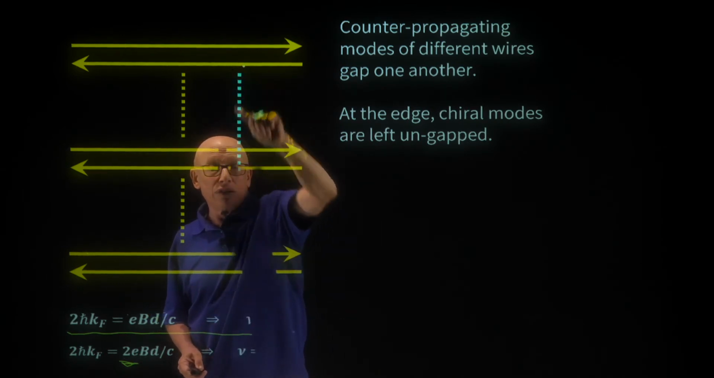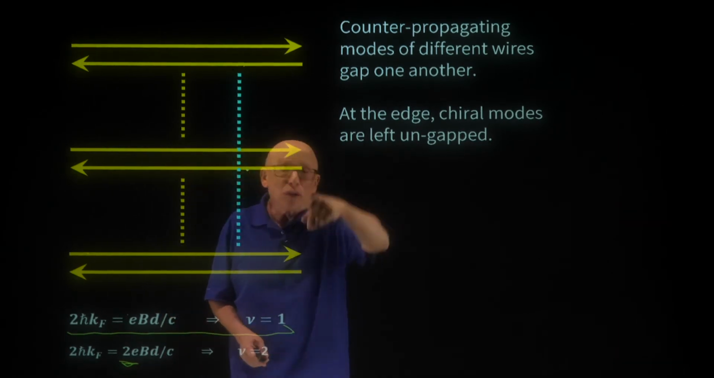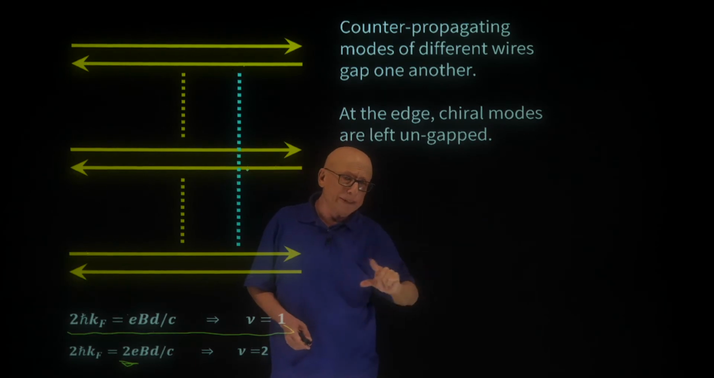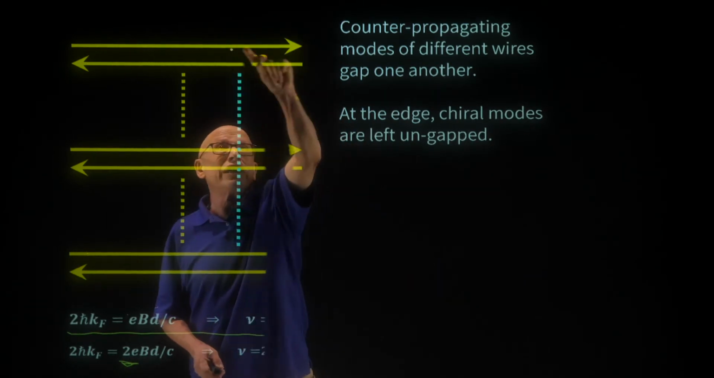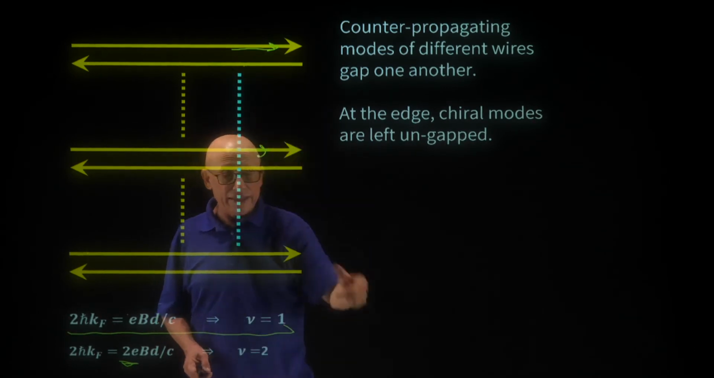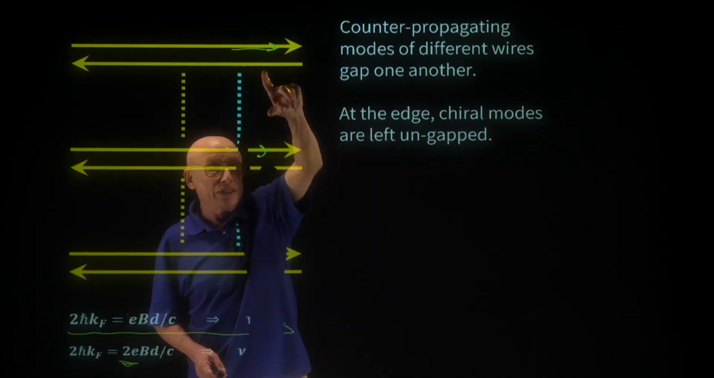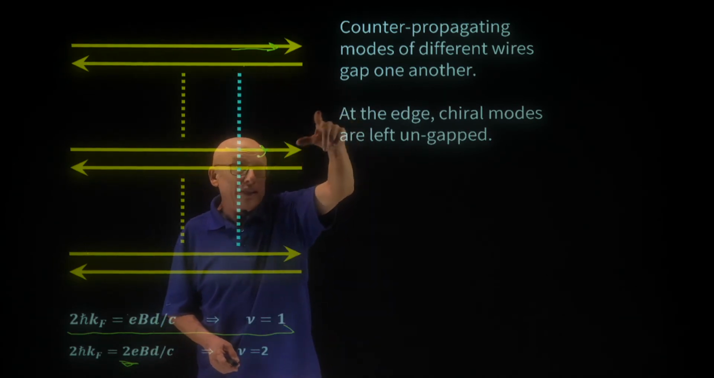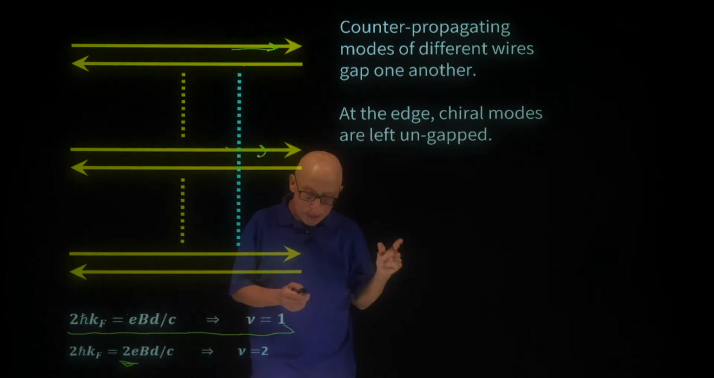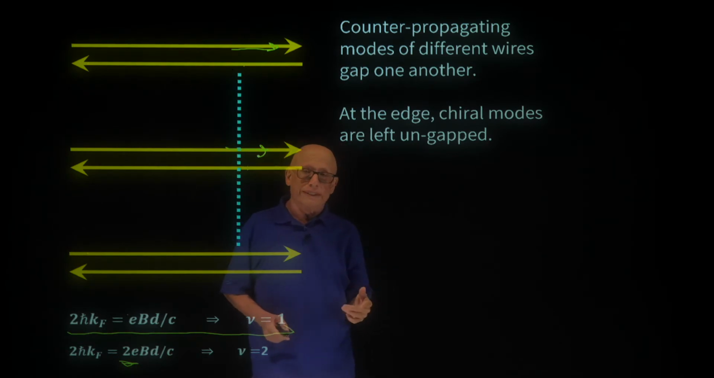Tunneling from here to here, and tunneling from this one to the next one. That would do exactly the same thing. It would gap modes in pairs, but this time leaving an edge mode here and an edge mode here on this side, and counter-propagating edge modes on the other side. So the nu equals 2 state, as we expect in fact, has two edge modes on each side of the sample. So this is how we construct integer quantum Hall states.